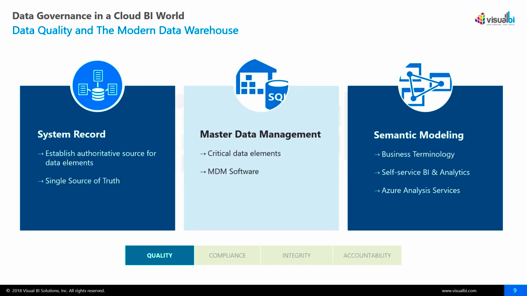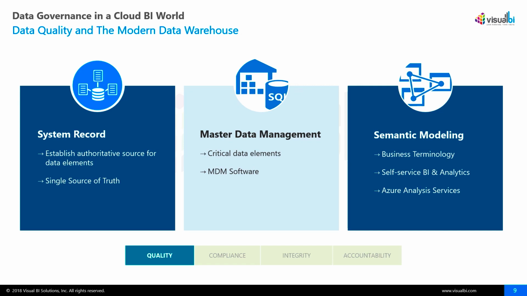So now what we'd like to do is take a click down into each of these pillars: quality, compliance, integrity, and accountability. And of course, the first one that I think is really forefront for a lot of the conversations I've had around data governance is this quality pillar. Absolutely. So let's dig into what can make up this data quality, and also with respect to Cloud BI.